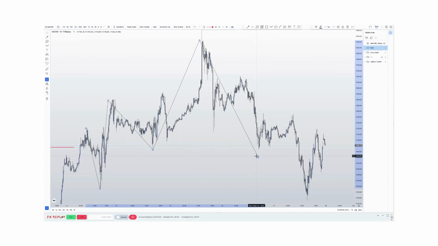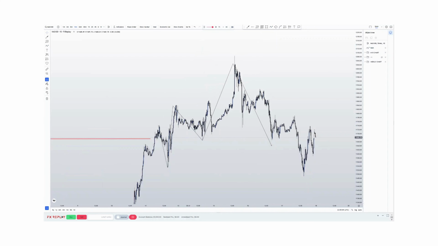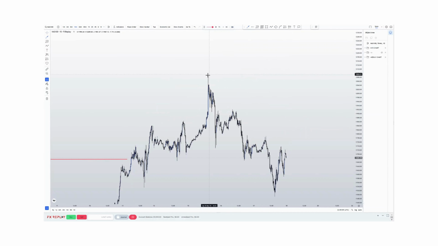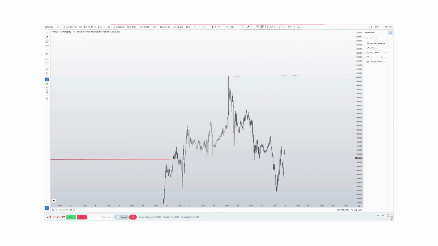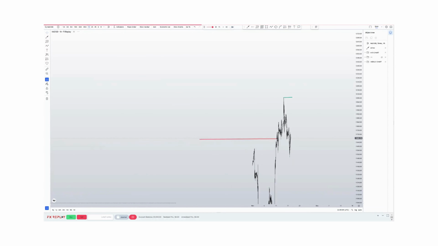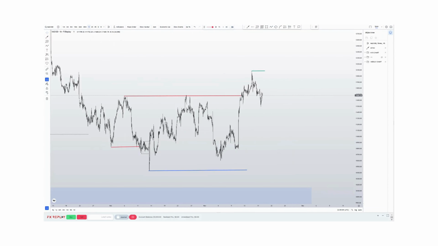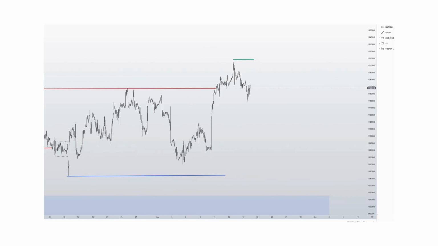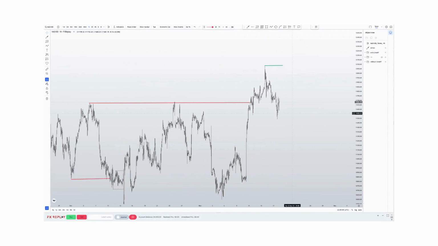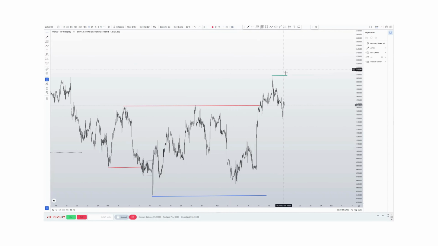So with this, we now know that since the internal of the M15 shifted bearish, now we have the formation of our new weak swing on the M15. So now on the M15, we have our new swing structures from this point.